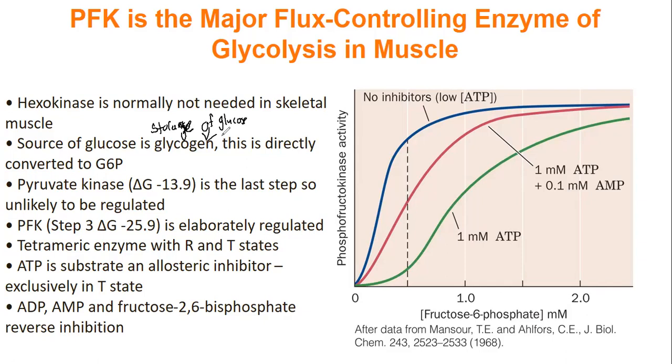So that's step three. PFK is a very important enzyme when it comes to glycolysis, because this ultimately controls how fast we go through glycolysis. And because it's the control point, it has a lot of regulation with it. One, it's a tetrameric enzyme with R and T states. So hopefully you remember back from Biochem 1 when we talked about R and T states of hemoglobin. We're going to use the same notation here, right? Where the tense state is low activity, the R state is high activity.